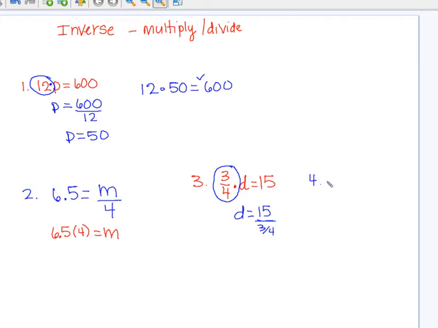Number 4, 800 equals W divided by 0.5. Divided by a half. So instead of dividing by a half, what's the opposite of dividing? Multiplying. We take it to the other side. We're going to multiply by half. Now you can write it like that, or you can write it like this. Either way.